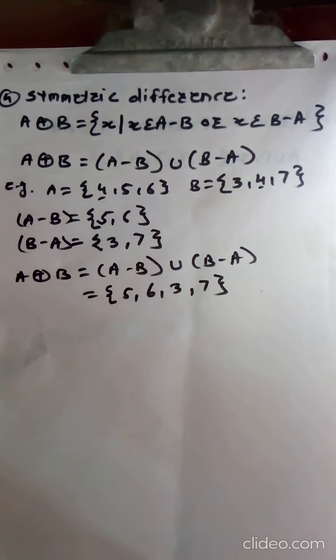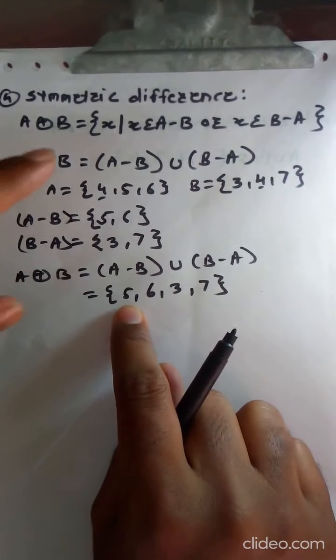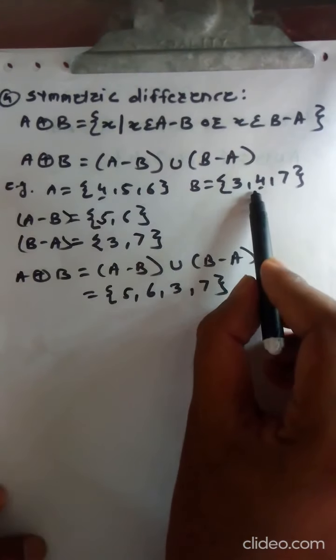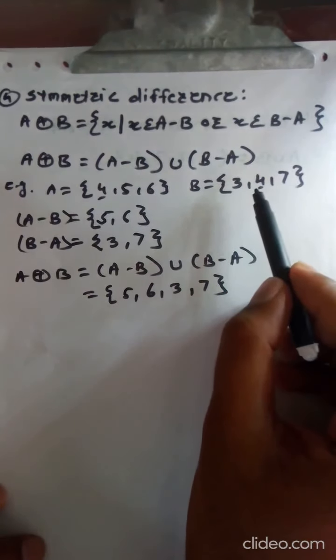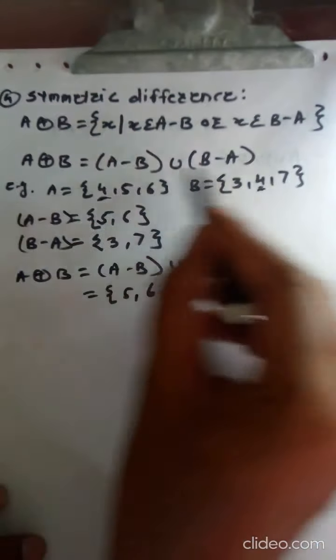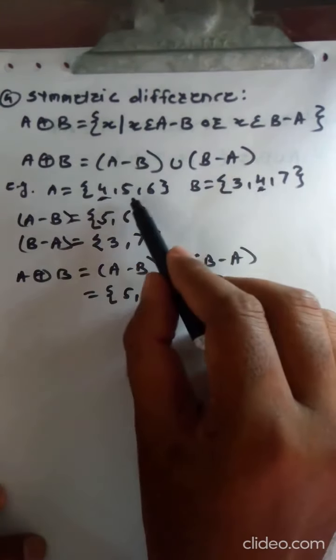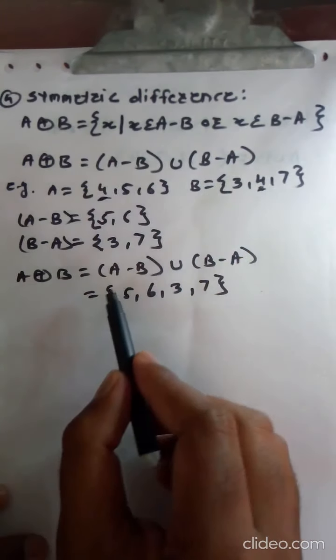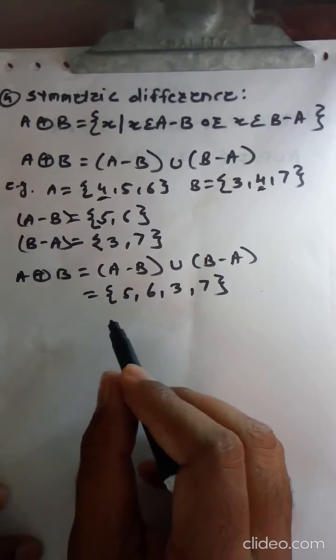So in other words, we can say that it is the collection of all the elements from set A and set B except the common elements, right? The common element is 4 in both sets, so remove this element, and all the remaining elements from set A and set B make up A symmetric difference B.